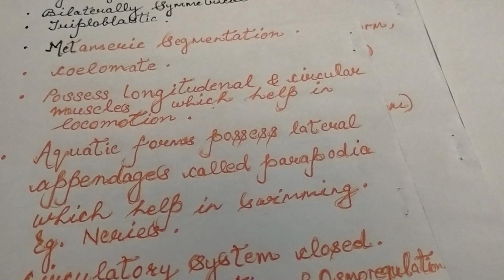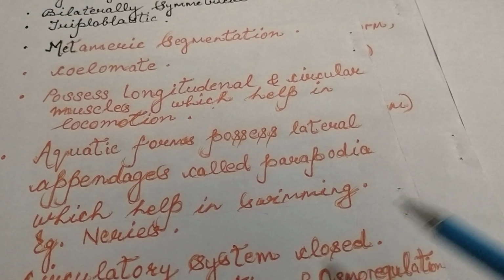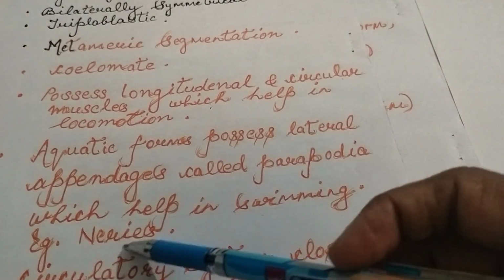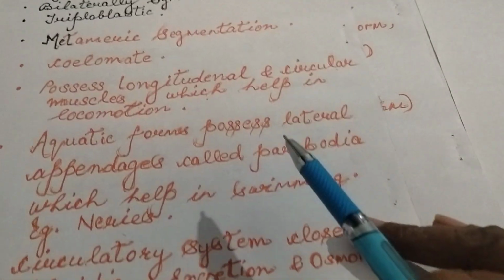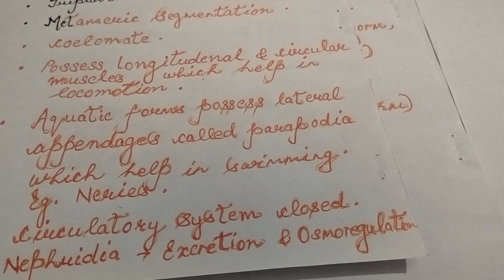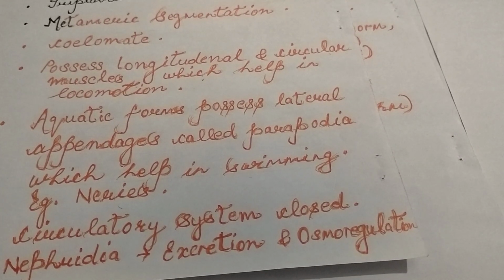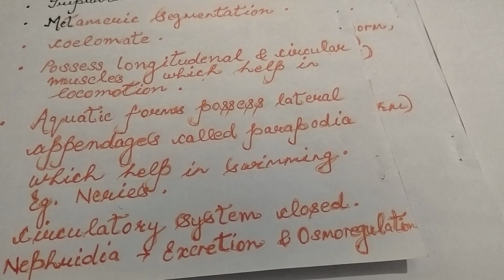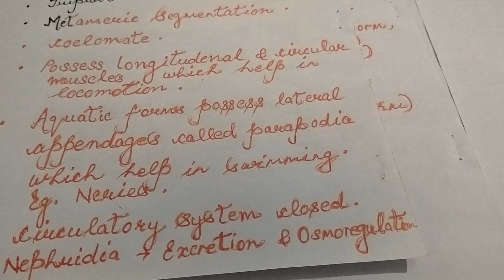And what are these parapodia? These are the lateral appendages present in the aquatic forms. Example, Nereis. Just now I showed you the figure. Next, the circulatory system is closed. I have told you in the introduction chapter that there is a diversity in the characters of the organisms. Circulatory system means the system which is responsible for the circulation of food and necessary substances in the body from one part to another.